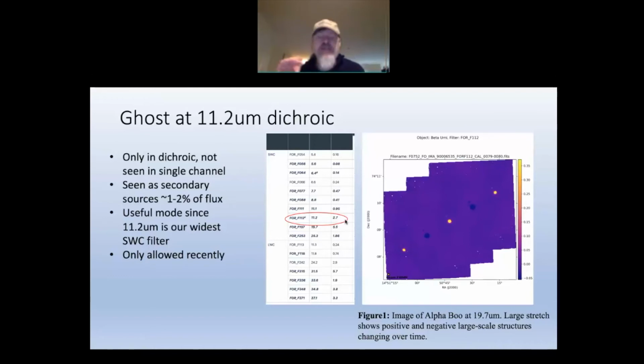Like I said, it's only in dichroic mode. So it can be useful if you're trying to measure a flux on a very faint source around 10 microns. It's probably better than the 11.1 micron filter. So it can be useful for science as long as you're aware of this. And this is something you can apply for if you need it.